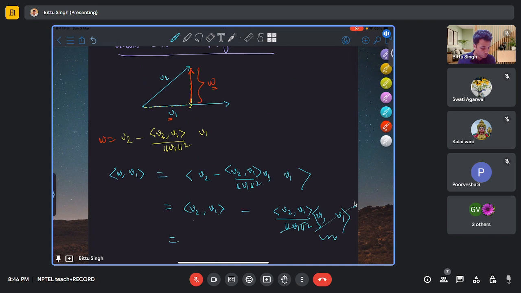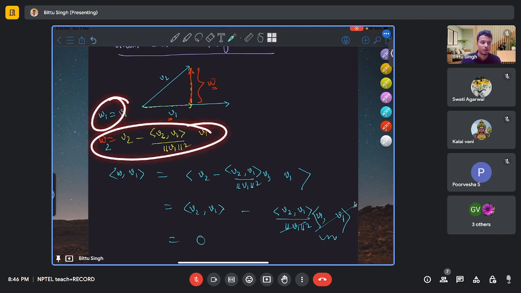Now this is the same as the inner product of V2 and V1 minus the inner product of V2 and V1. Therefore, this will be 0. Therefore, if you denote W1 to be V1, and W2 to be this new vector, then we can see that W1 and W2 are orthogonal.